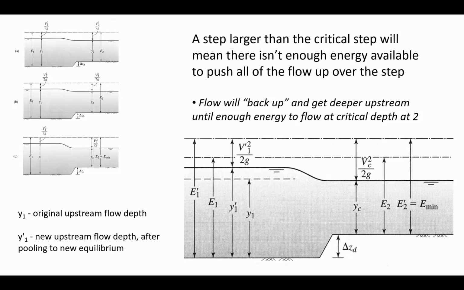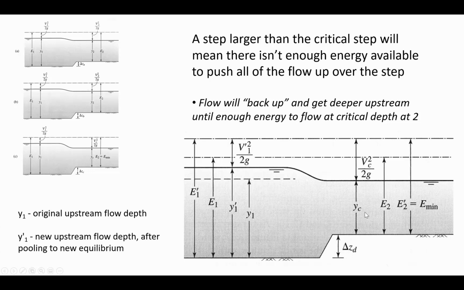So you have to ask yourself, why is the water getting deeper? Because it has no choice. Flow keeps coming towards this obstruction, and so it's going to pool and accumulate water, and then it will finally stop accumulating, and it'll come back into equilibrium when there's enough energy at 1 so that water can flow at the critical depth over the obstruction.